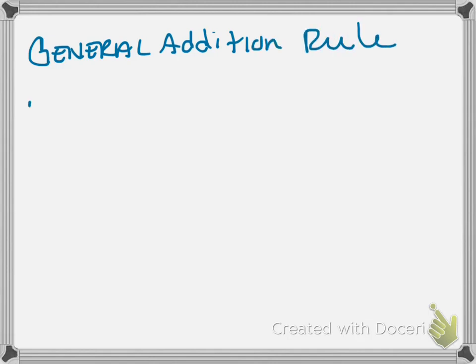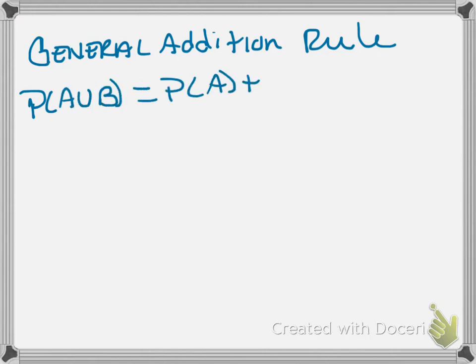The general addition rule is the probability of A union B is equal to the probability of A plus the probability of B minus the probability of A and B. All right?